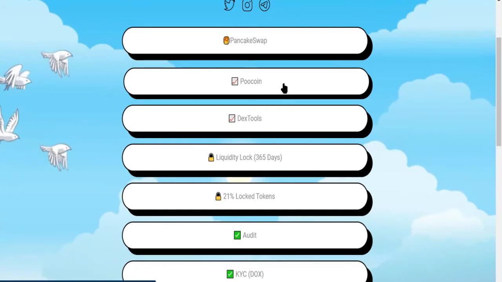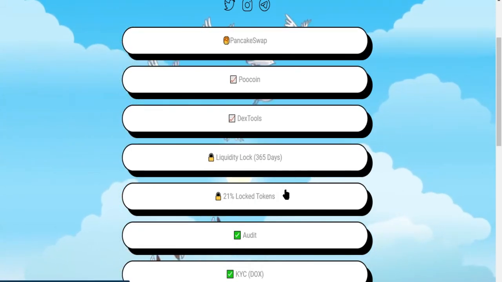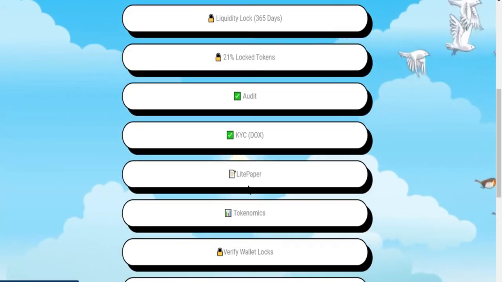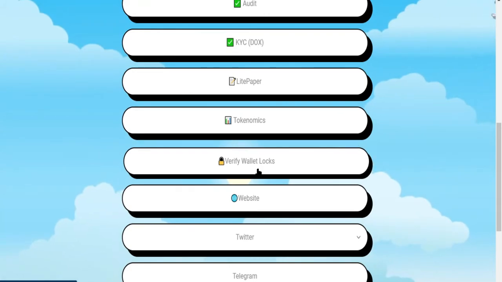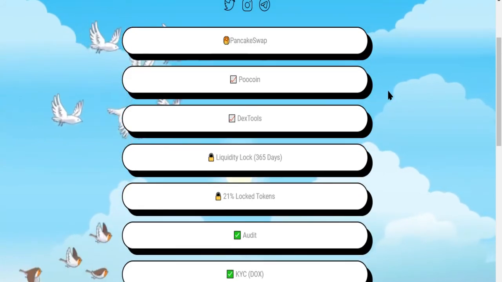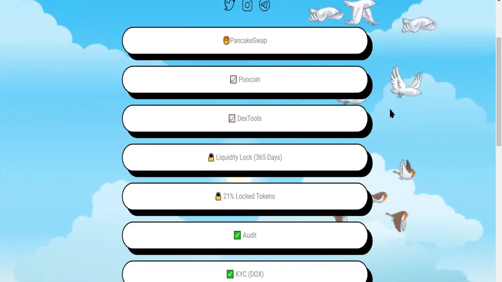Now, it's on PooCoin, which we know, DEXTools, which we know, PancakeSwap. Locked liquidity for 365 days. 21% locked tokens. Audit. KYC. The light paper. The tokenomics. The verified wallet locks. Website. Twitter. And Telegram. I like this. They have everything you would want to see if you're going to try to get into something like this.